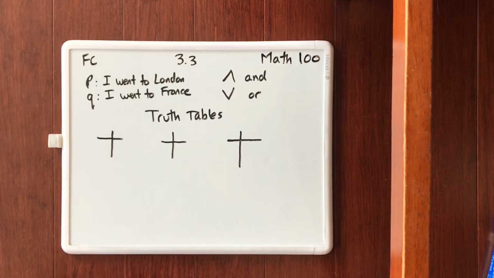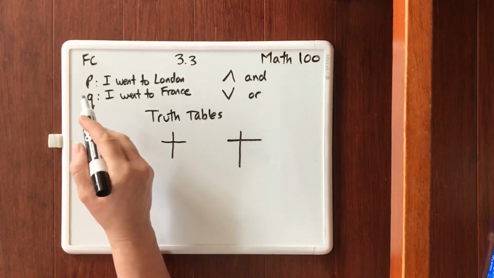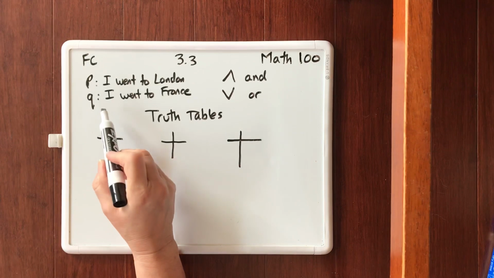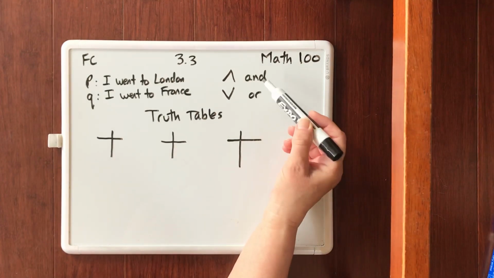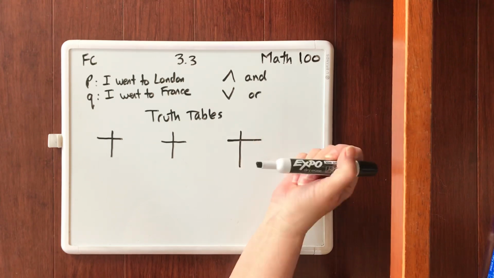Hi, this is 3.3. We're going to be looking at truth tables. So let's begin. Let's look at the statement P, I went to London. Q, I went to France. Now remember, this upside down V means and the V shape means or.